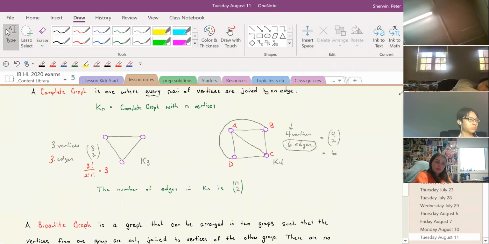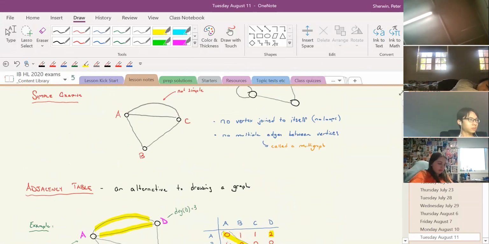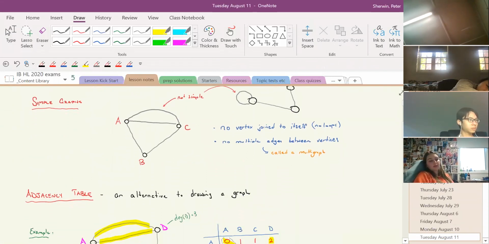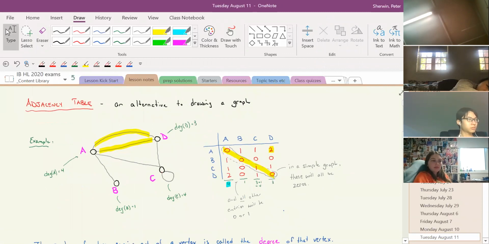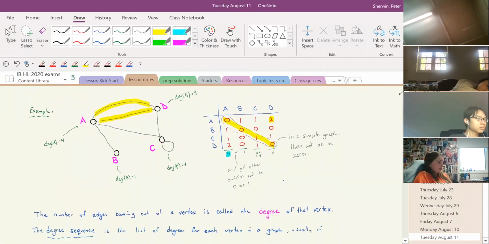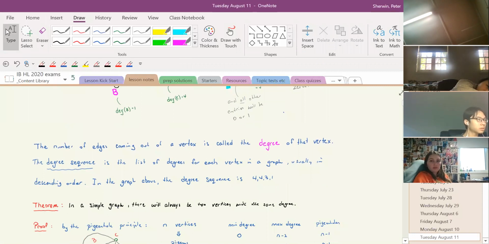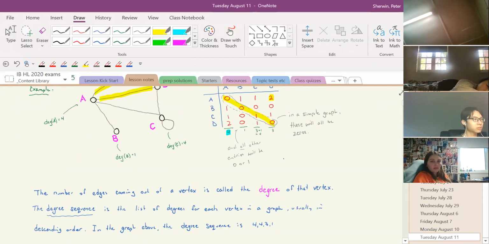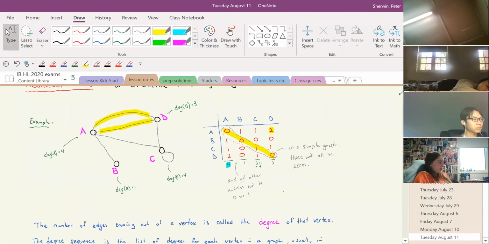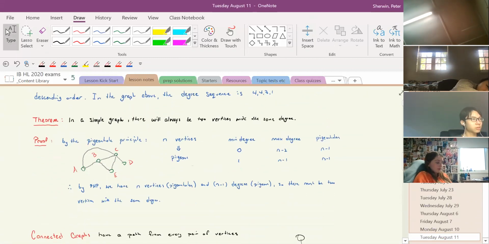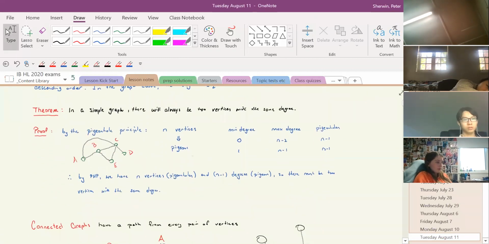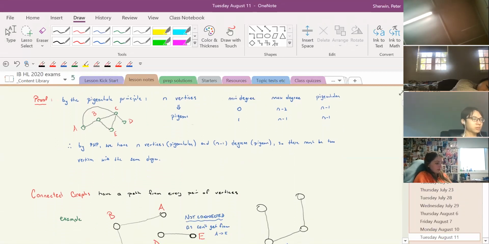Okay, so how are we going so far? Just a little recap. Simple graph: no vertex joins to itself, so no loops, no multiples. Adjacency table, fine. We'll get a bit of practice of that. The degree, we're going to talk about the degree a lot. That's the number of edges coming into or out of a vertex. Just count the paths out of a vertex. That's the degree. We can use the pigeonhole principle to prove that there are always going to be two vertices in a simple graph that have the same degree.